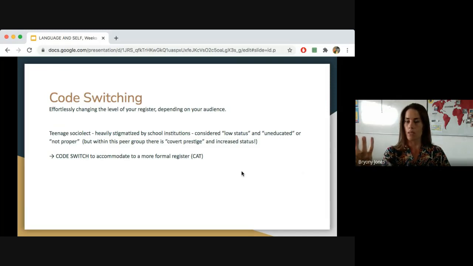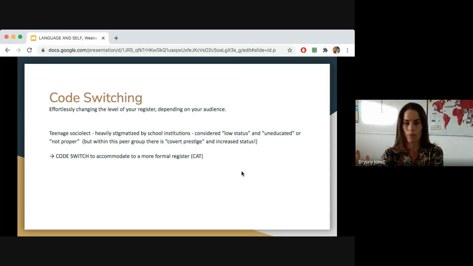But the interesting thing is, when you use it, there's an advantage because it's considered covert prestige. If you use it within your group, you're earning prestige within your group. You're using language covertly, right? It's not proper, and that's what gives it its value because it's covert prestige. It's like challenging the status quo is what gives you that added value of your sociolect. It increases your status when you use it within your group.